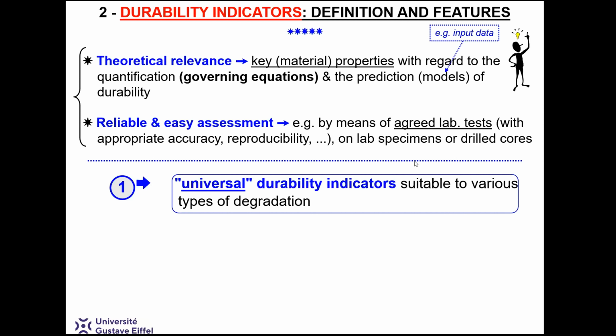And you will need for this a lab test with appropriate accuracy and reproducibility, which you will need to perform on lab specimens or cores. And hopefully we now have a lot of standard test methods. I will come back again to this aspect. So we can define a first type of durability indicators, which will be suitable for various types of degradation.